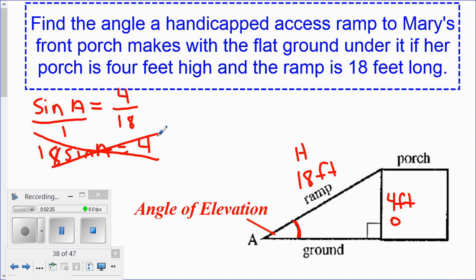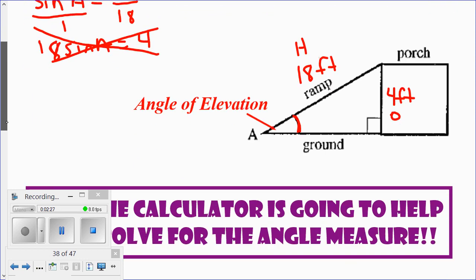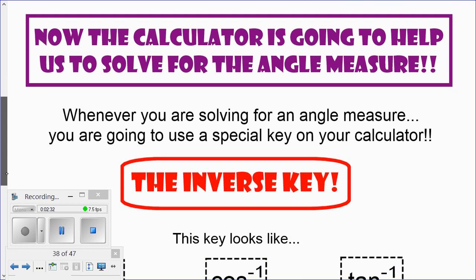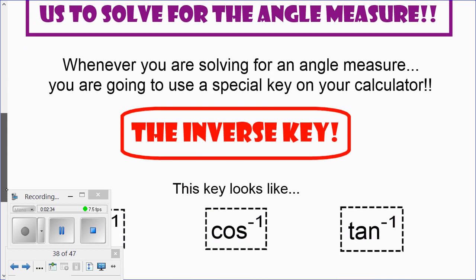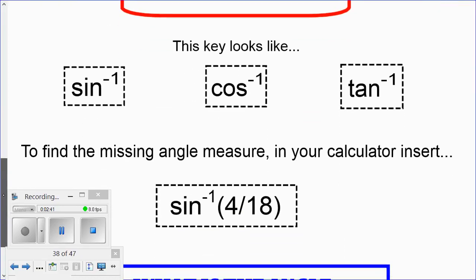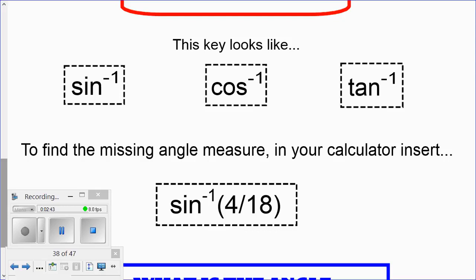Instead, what I have to do is I need my calculator to help me. So in order for me to solve for the angle measure, what I will use is the inverse key. There are 3 different keys here on the calculator that involve inverse. So we have the inverse sine, the inverse cosine, and the inverse tangent. Inverse is just indicated with that -1 as the exponent. So I would read this as sine, the inverse sine, the inverse cosine, the inverse tangent.